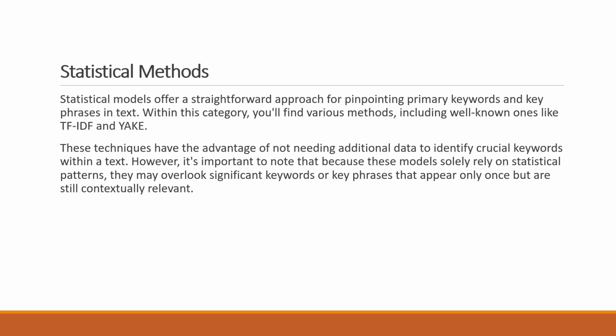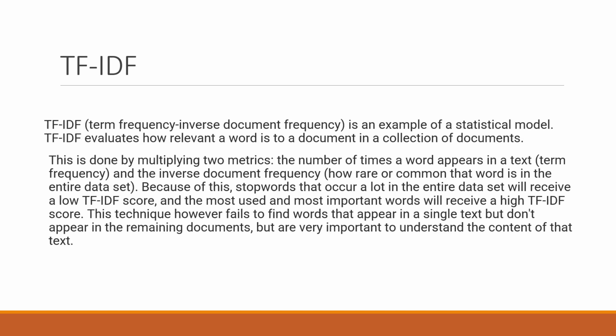Statistical models offer a straightforward approach for pinpointing primary keywords and key phrases in text. Within this category, you will find various methods, including well-known ones like TF-IDF and YAKE. These techniques have the advantage of not needing additional data to identify crucial keywords within text. However, it is important to note that because these models solely rely on statistical patterns, they may overlook significant keywords or key phrases that appear only once but are still contextually relevant.